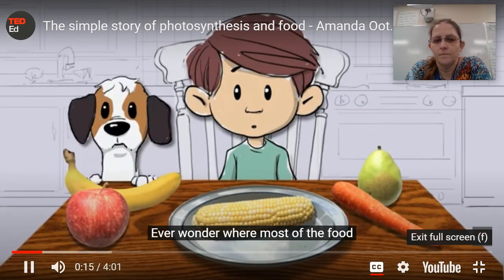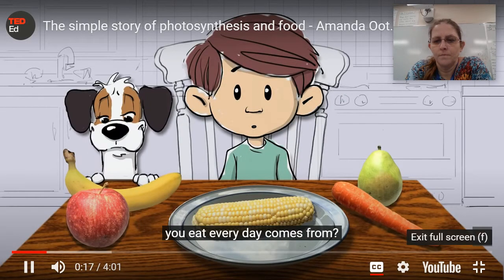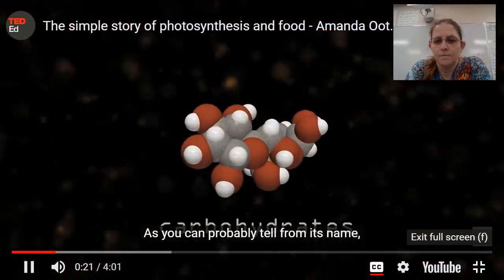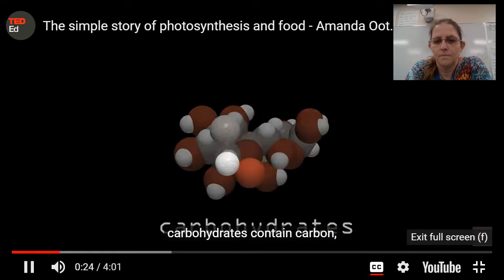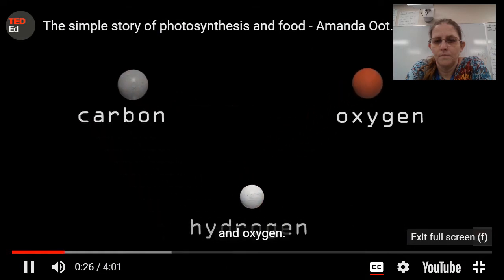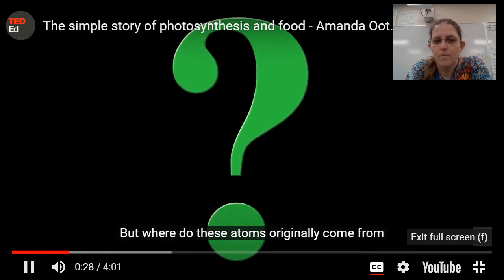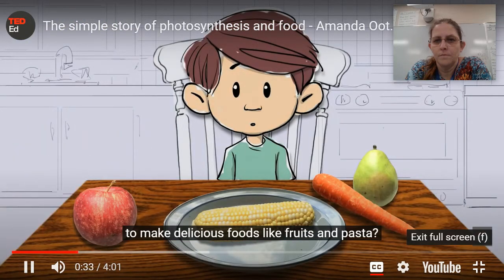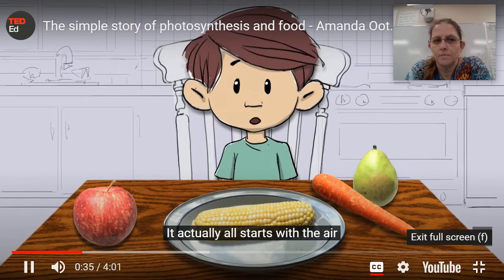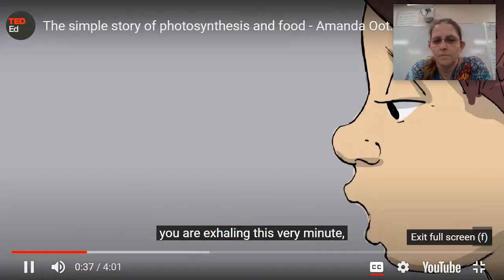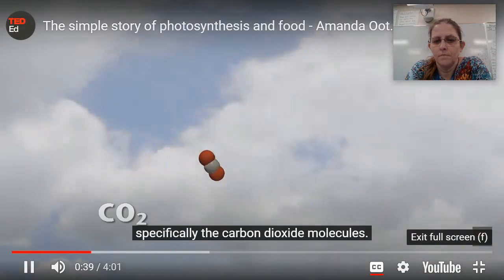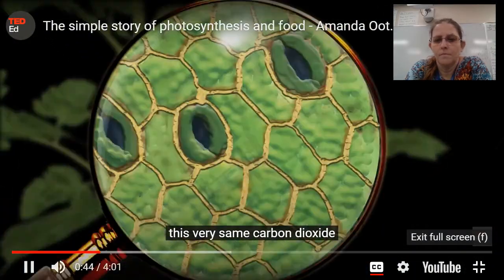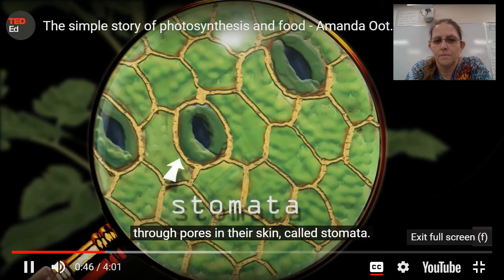Ever wonder where most of the food you eat every day comes from? Well, about 60% of the food you eat is carbohydrates. As you can probably tell from its name, carbohydrates contain carbon, hydrogen, and oxygen. But where do these atoms originally come from, and how do they join together to make delicious foods like fruits and pasta? It actually all starts with the air you are exhaling at this very minute, specifically the carbon dioxide molecules. Plants are going to breathe in this very same carbon dioxide through pores in their skin called stomata.